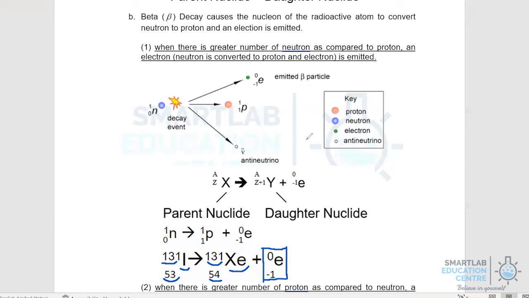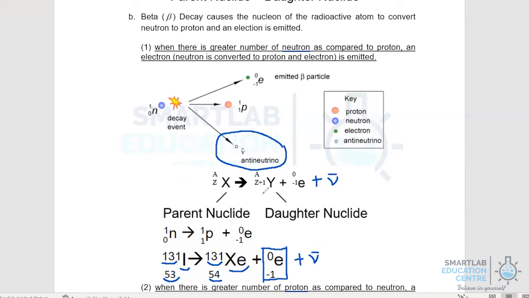It is also important to note that as part of the emission, there will be an antiparticle termed an anti-neutrino that has been emitted as well. This antiparticle does not have any mass, neither does it have any charge. And so, even if we were to feature it in the equation, it will be represented as such.